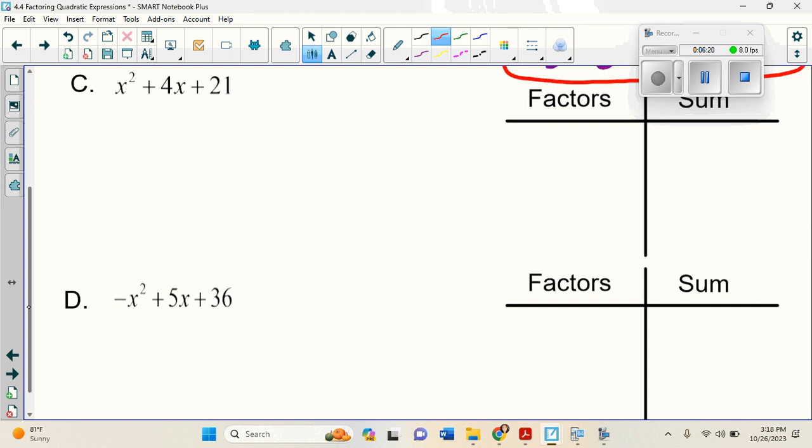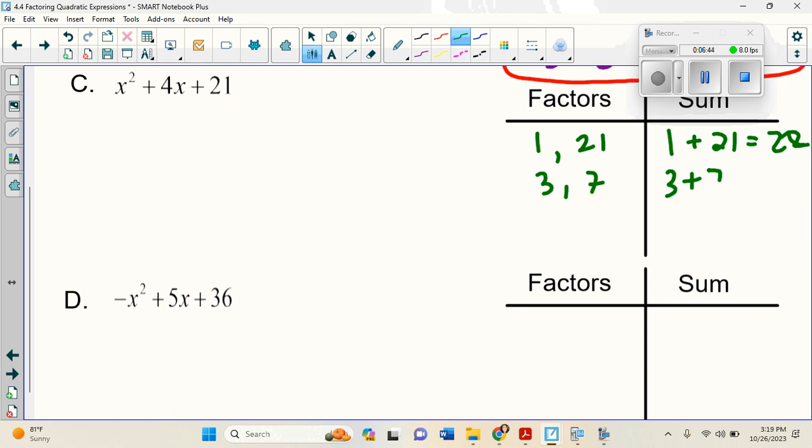For C, I'm taking the factors of 21. Start with 1 and 21, 3 and 7. Okay, that's it. 1 plus 21 is 22. 3 plus 7 is equal to 10. Since there are no factors that add up to 4, I say prime.